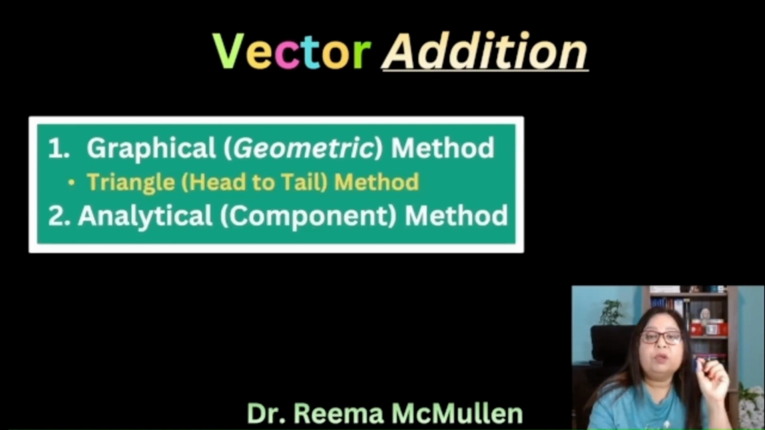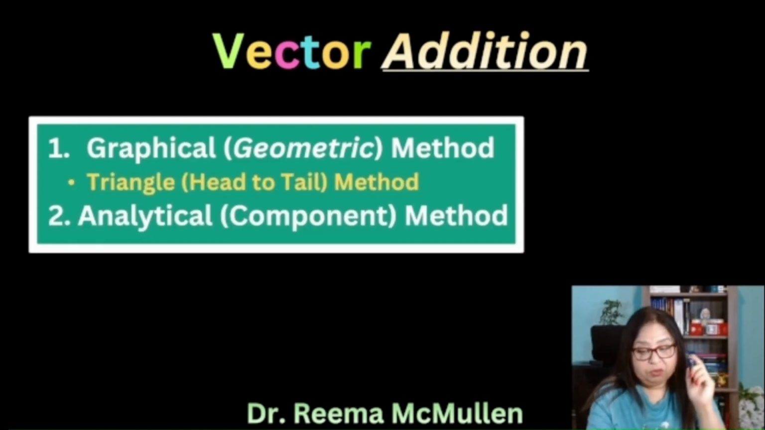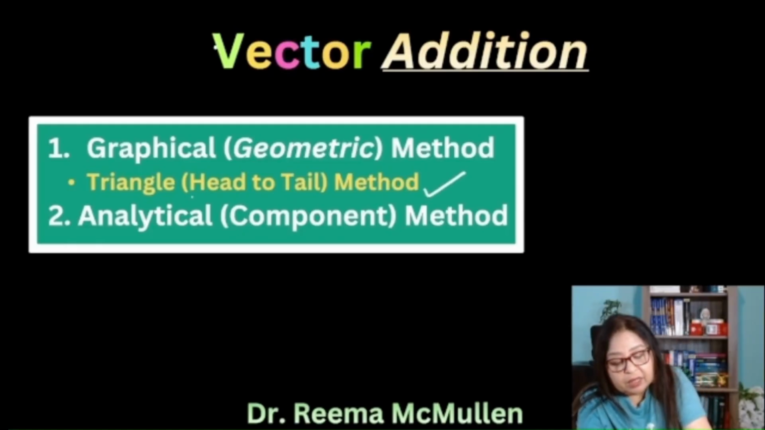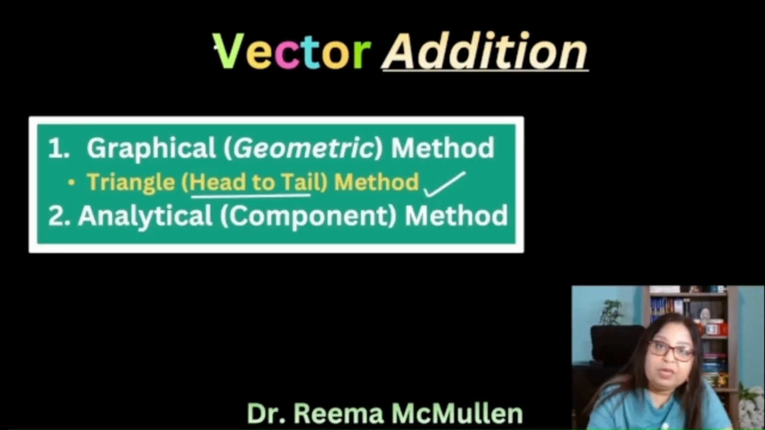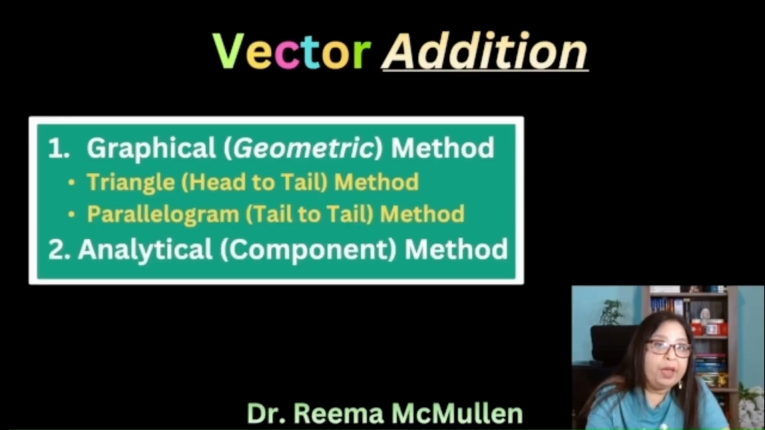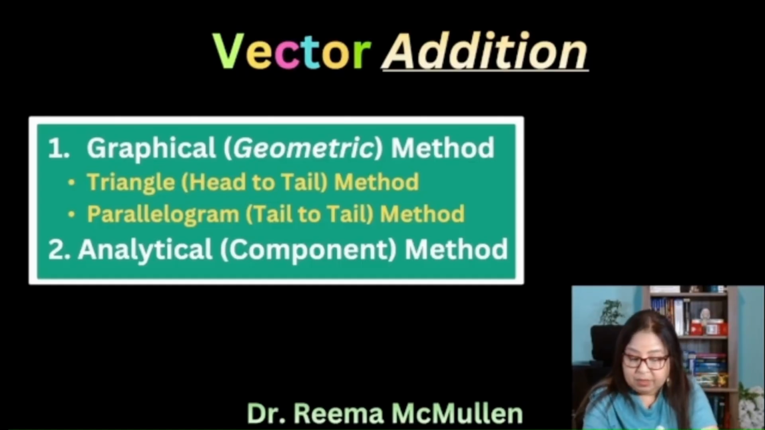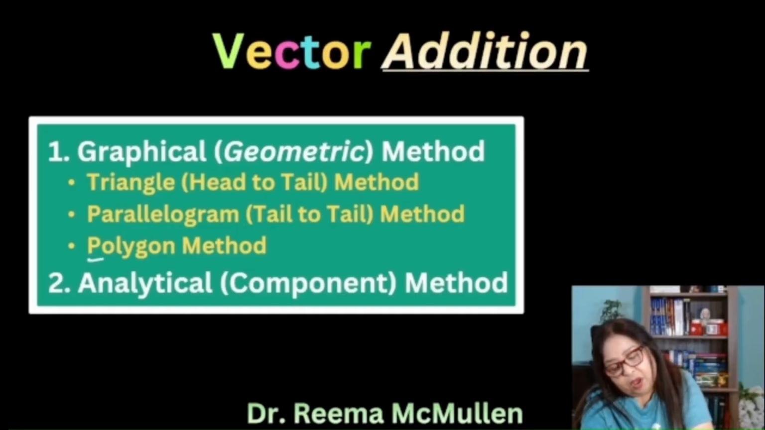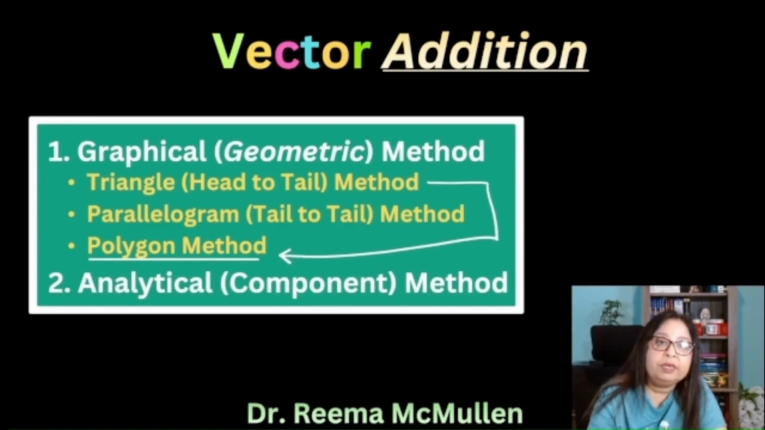There are different ways to add vectors graphically. The first one is the triangle method, also known as the head-to-tail method. Why is it called the head-to-tail method? You will see it in a few minutes. The next one is the parallelogram or tail-to-tail method of vector addition. And last is the polygon method of vector addition. This polygon method is basically a generalization of the triangle method of vector addition.